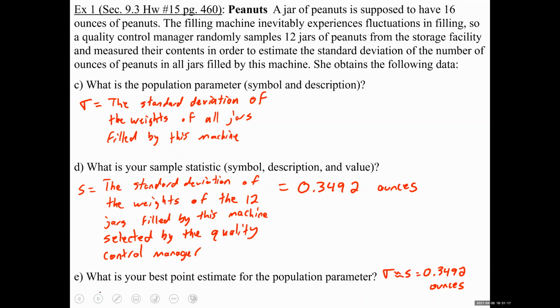Okay, so that's pretty much first day of class stuff. I mean, there were some things that we hadn't seen, but now the new stuff is coming. Okay, so now building confidence intervals.